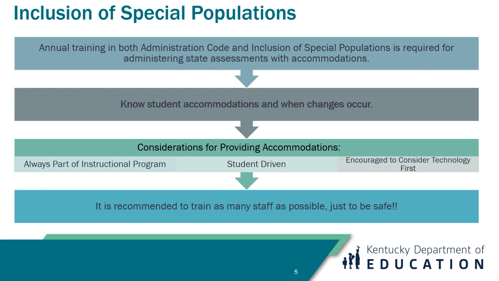Individuals responsible for providing or assisting with student accommodations must complete both the administration code and inclusion of special populations trainings. Many districts have found it is best practice to require all test administrators and parties involved in state assessments to complete both trainings. It's important to note that this local decision can be enforced independently of KDE without requiring their consent. It is crucial to remain informed regarding student accommodations, particularly when changes arise close to a testing period.